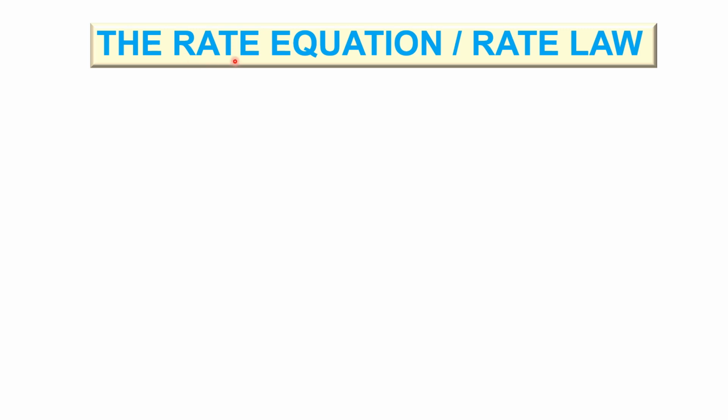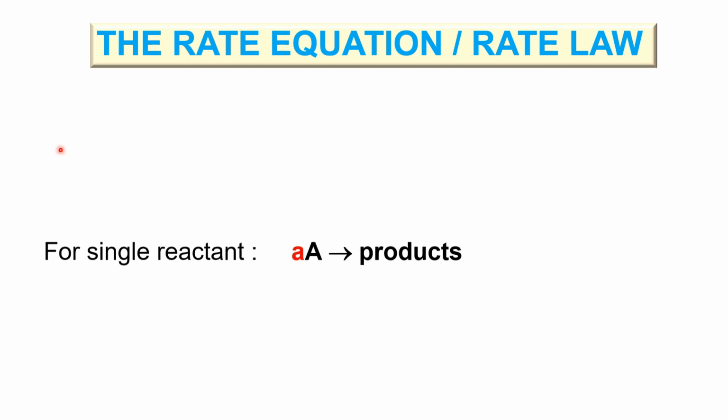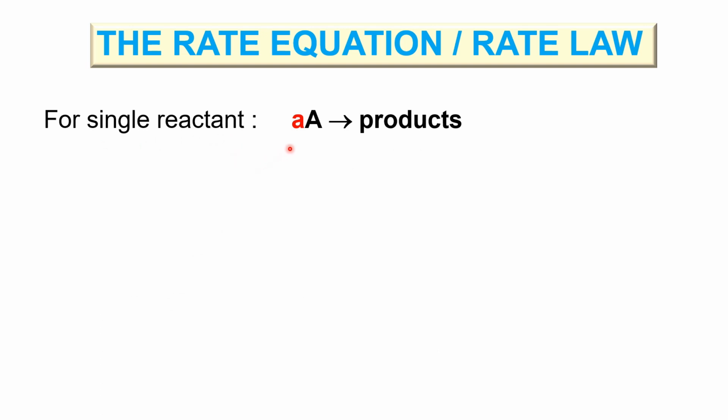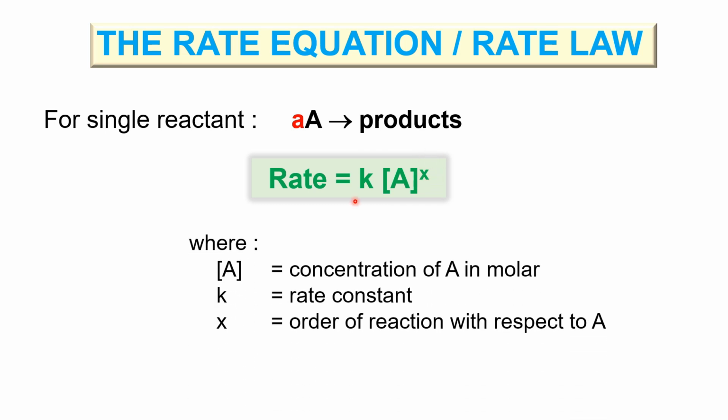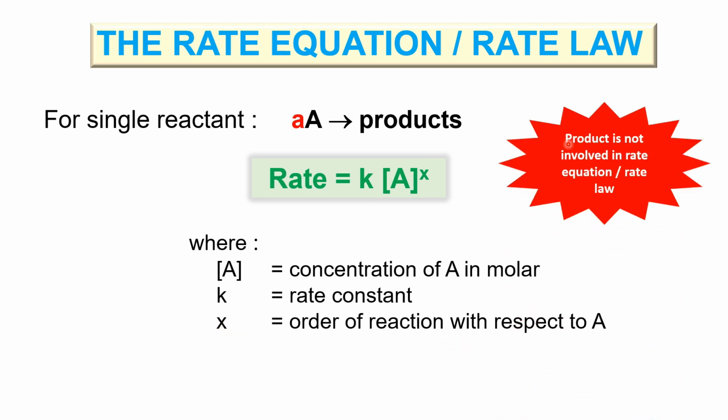After you have understood about rate equation and order of reaction, now we will learn about how to write the rate equation or rate law. For a single reactant, for example, we have equation A produce product. So the rate equation is rate equal to K times concentration of A to the power of X, where concentration of A is concentration of A in molar. K is the rate constant. X is the order of reaction with respect to A. Bear in your mind, product is not involved in rate equation or rate law.